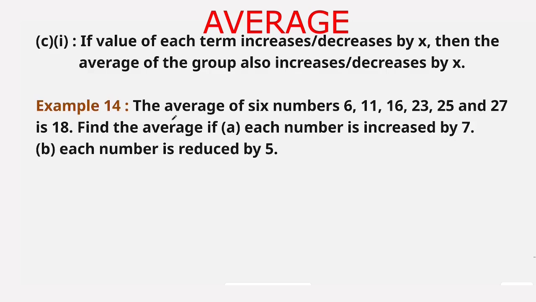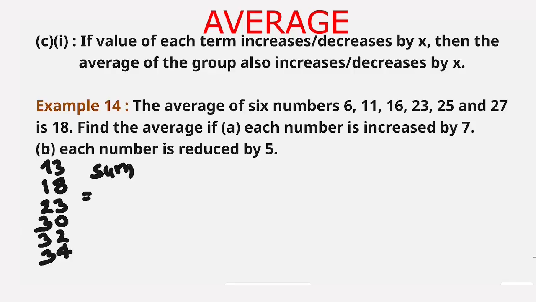Example 14. The average of 6 numbers 6, 11, 16, 23, 25 and 27 is 18. Find the average if part A, each number is increased by 7. Part B, each number is reduced by 5. If each number is increased by 7, then 6 becomes 13, 11 becomes 18, 16 becomes 23, 23 becomes 30, 25 becomes 32 and 27 becomes 34.